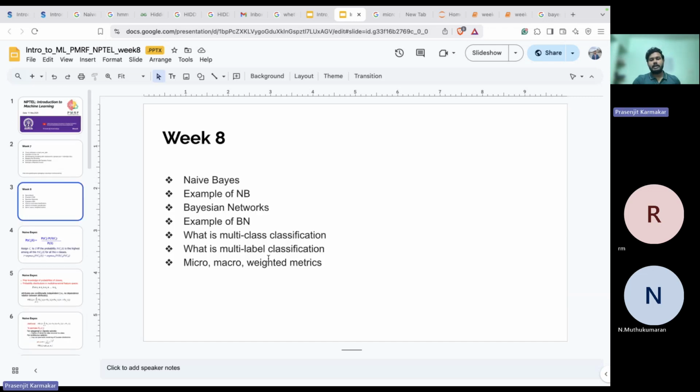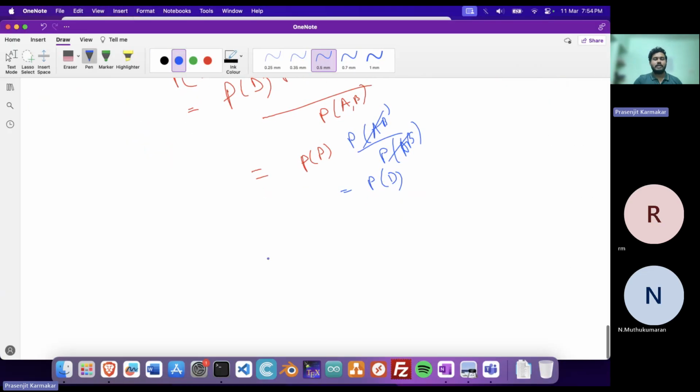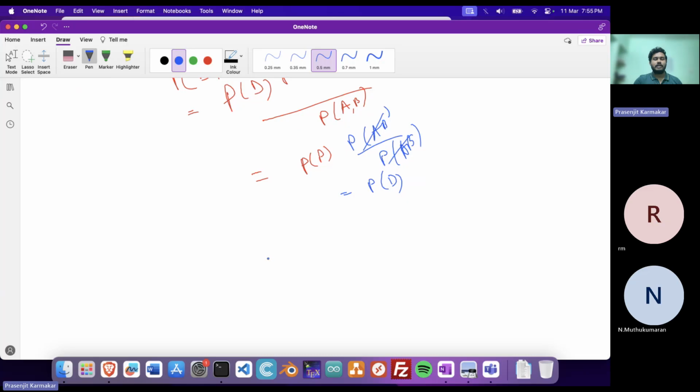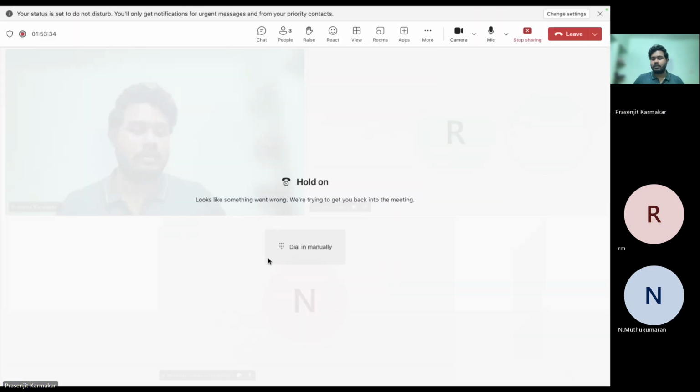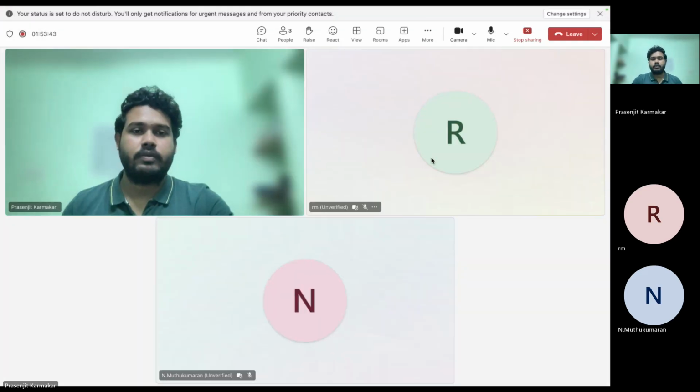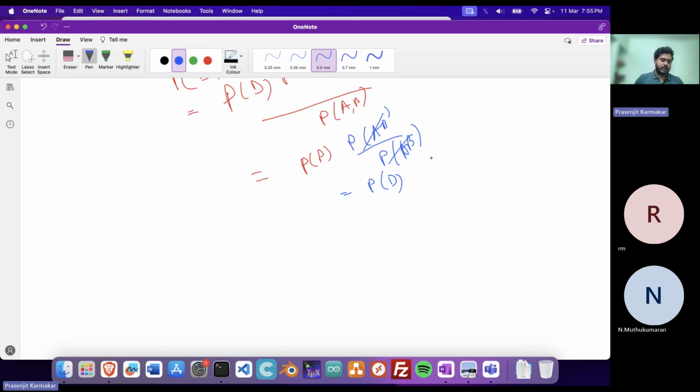Okay, now we have multi-class classification and multi-label classification, right? So what is multi-class? If you have multiple classes that cannot jointly occur, that means the classes cannot jointly occur. Okay. So multi-class means they cannot jointly occur together.